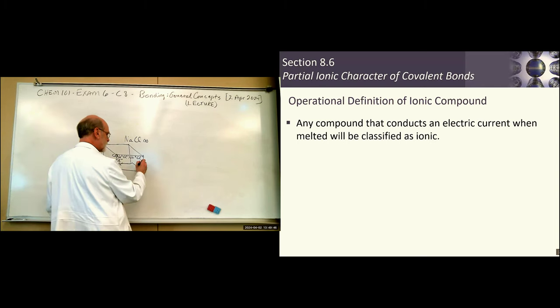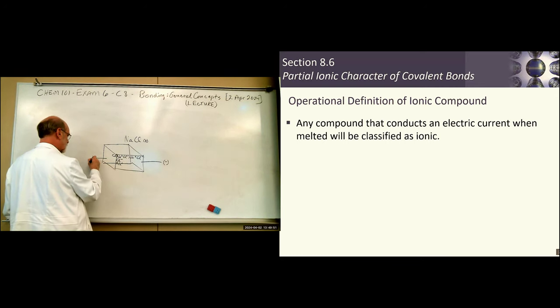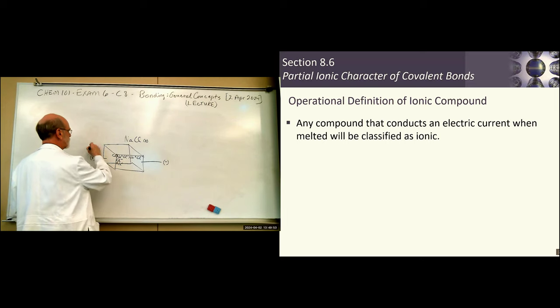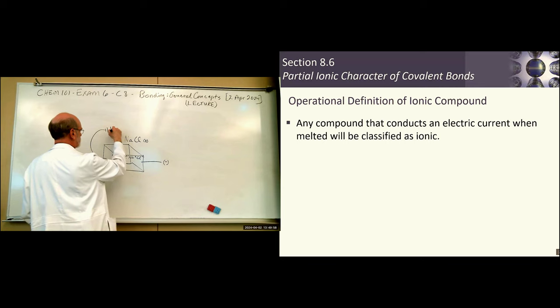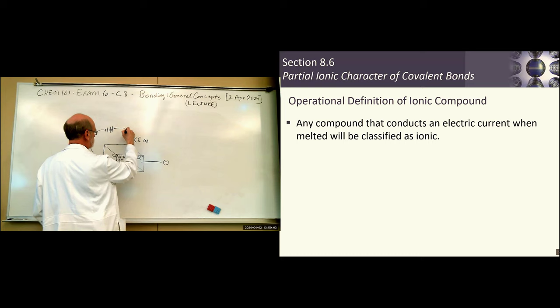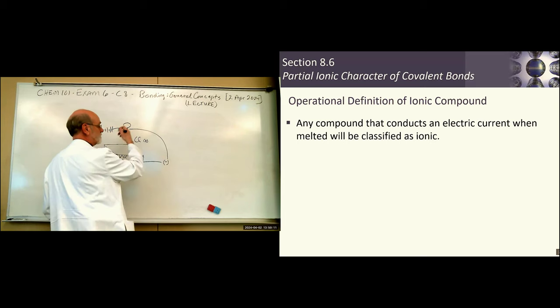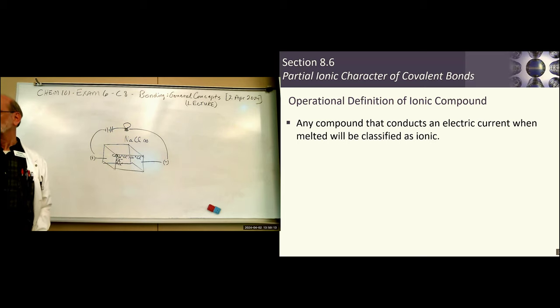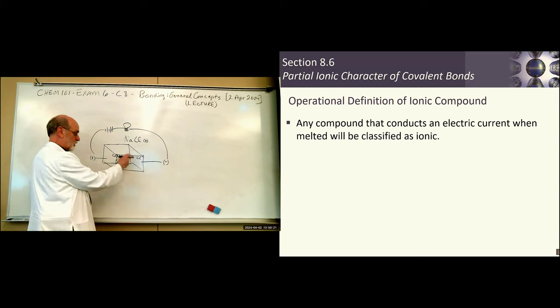And if you put an electrode on this side with a negative charge, an electrode on this side with a positive charge, and you connect them through your battery, let's see, I think it's this way, and then through a light bulb, right? Then no, the light will not conduct electricity. And the reason is there are no mobile ions that can carry the charge from one electrode to the other.